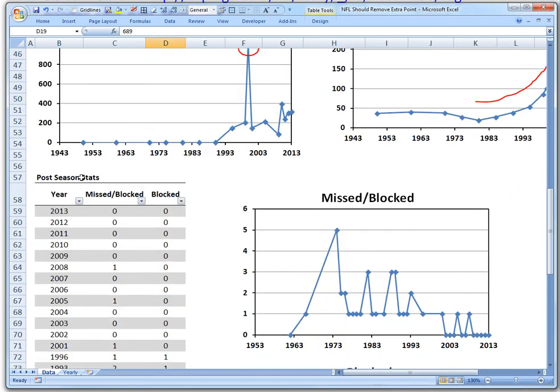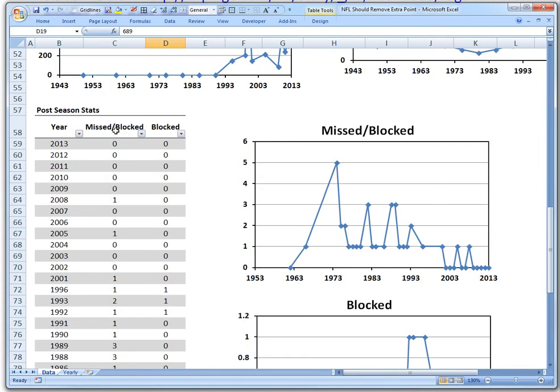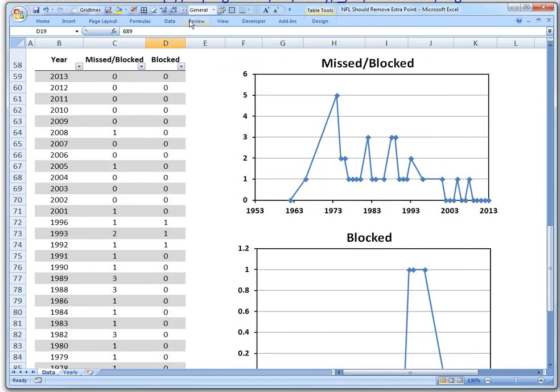So I also compiled postseason stats, basically from the year 1962 up to now, and how many were missed or blocked, and how many were blocked of those misses. If you look at this graph over here, basically in 1973 there was the most, 5 blocked or missed kicks, and then as you see, it's going down and down as the years go by, and there hasn't been a missed or blocked kick since I think 2008. So these are all 0 missed or blocked.